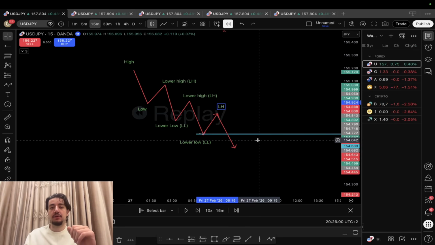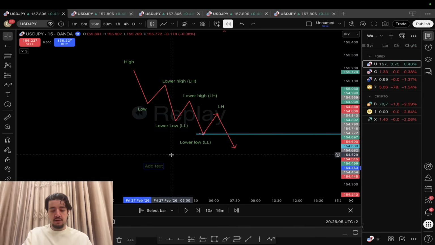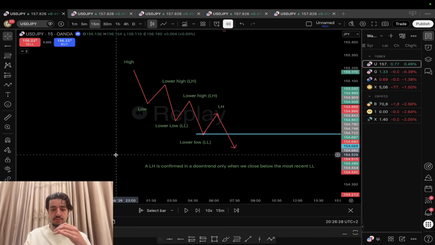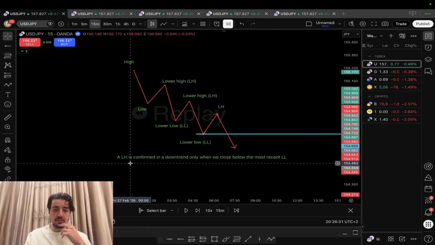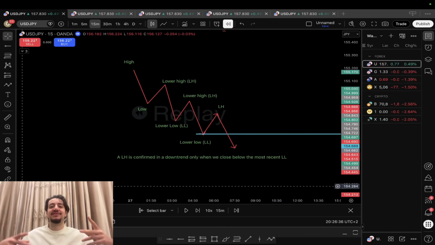That's it pretty much. Now let me write this down for you, if you want to take a screenshot. A lower high is confirmed in a downtrend only when we close below the most recent lower low. So a lower high is confirmed in a downtrend only when we close below the most recent lower low. Feel free to take a screenshot of it.